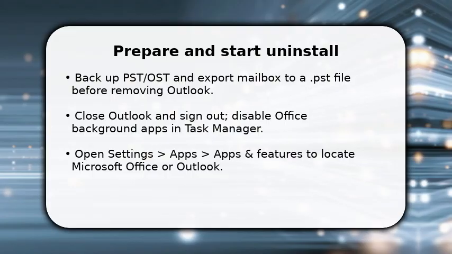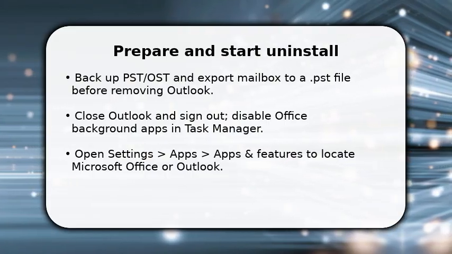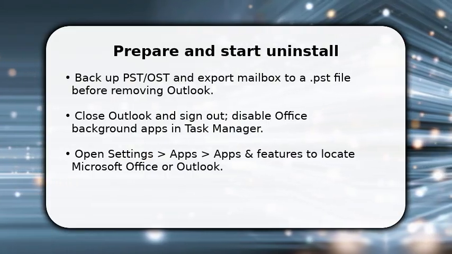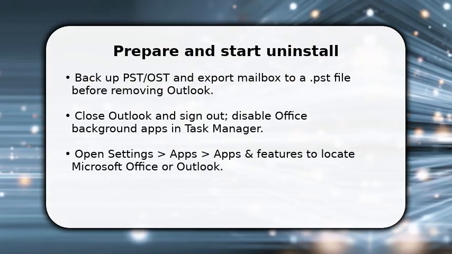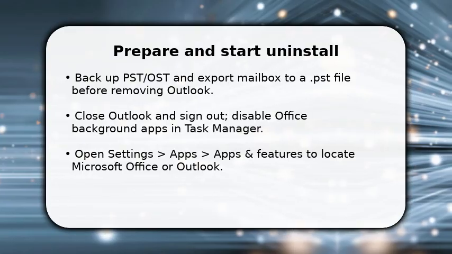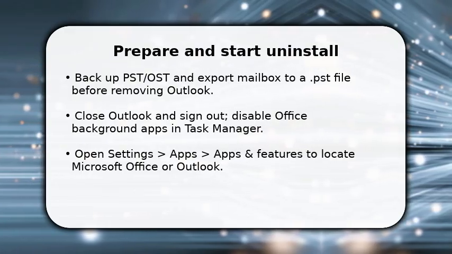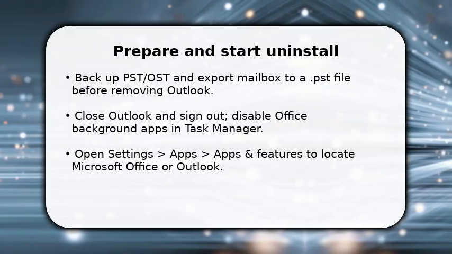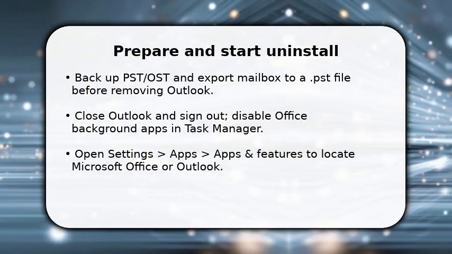Now open Settings, go to Apps and then Apps and Features, and find Microsoft Office or Outlook listed. This is the entry point for removal. Make sure to note your Office account credentials and product key if required. Starting here avoids orphaned files and keeps your profile intact for the reinstall step.